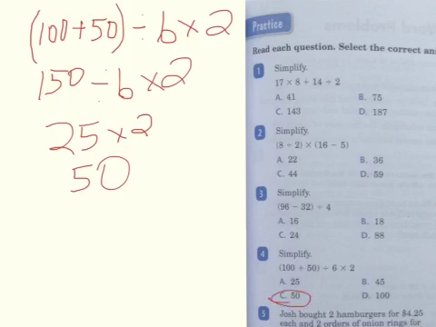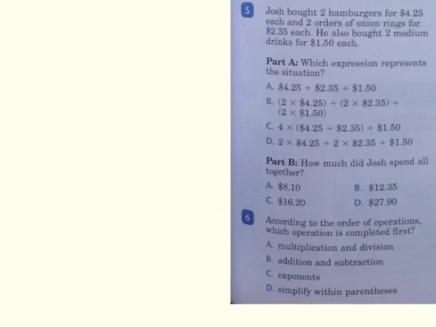Let's go ahead and go to number 5. Number 5 has 2 parts to it, so I'll go ahead and read. Josh bought 2 hamburgers for $4.25 each and 2 orders of onion rings for $2.35 each. He also bought 2 medium drinks for $1.50 each. Part A is asking us which expression represents the situation. So with this, we're going to have to look at these to see which one is going to be best.